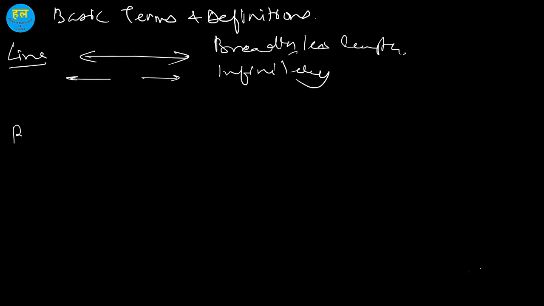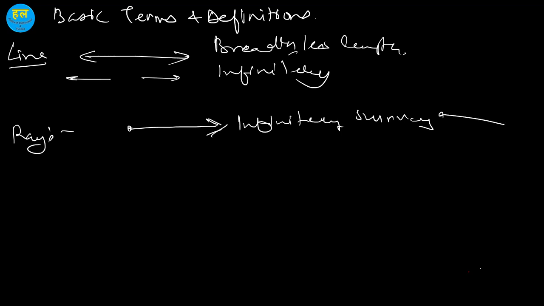Next is ray. When this line has one endpoint, one starting point, then this is called ray, and the other point will be endless. That means it can be extended infinitely. Example of ray is sun ray. Sun ray starts from sun and moves infinitely. That is why it is called sun ray. It has one starting point and it will move infinitely.